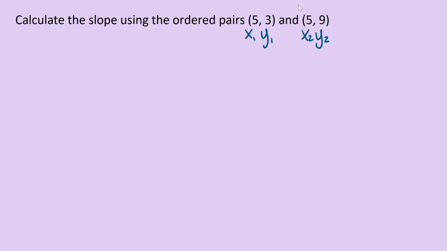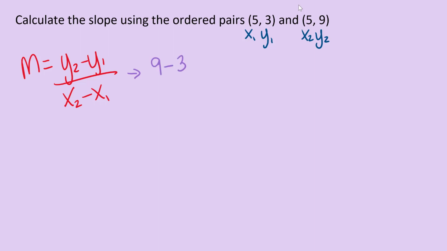I'm going to rewrite my equation. And in reality, you should rewrite the equation every single time as well until you know it backwards and forwards. So when I plug in my equation, my y2 is 9 minus my y1 is 3 over x2 is 5 minus x1 is 5. Well, 9 minus 3 gives me 6, and 5 minus 5 gives me 0, and here's the issue.